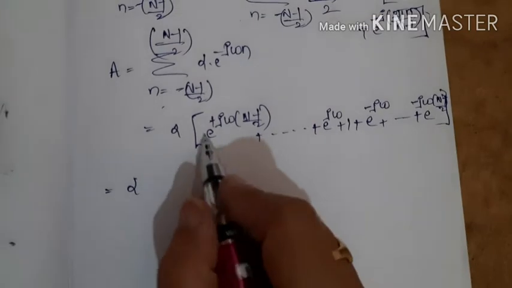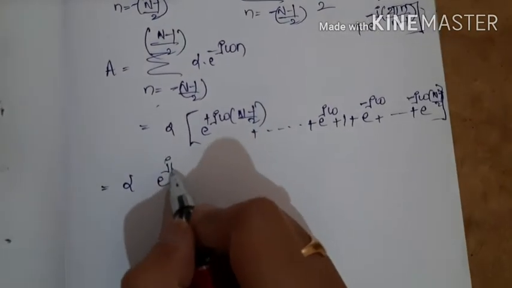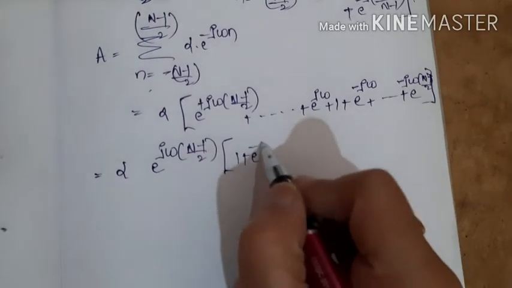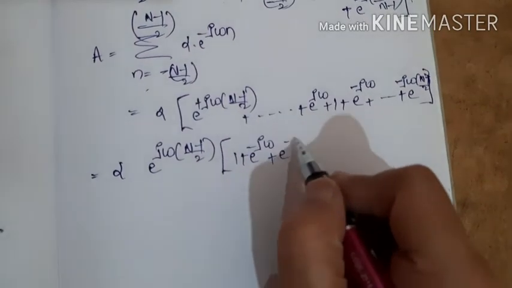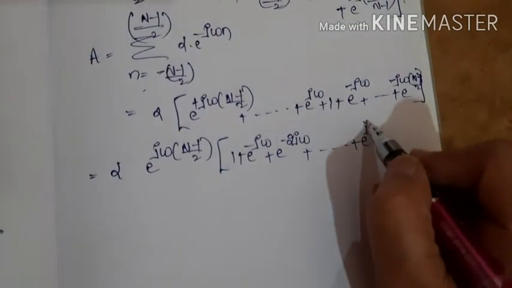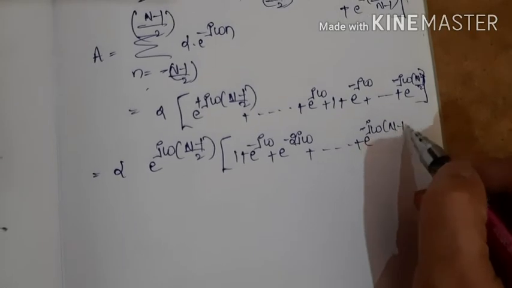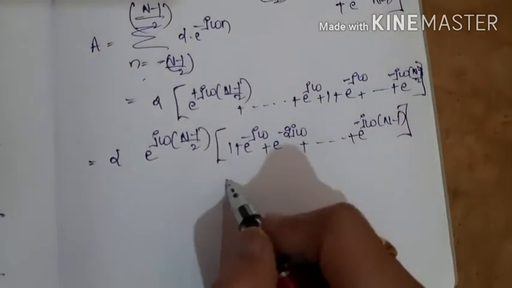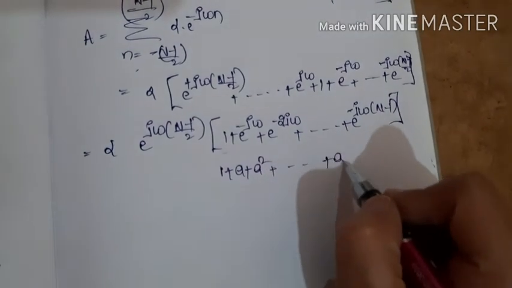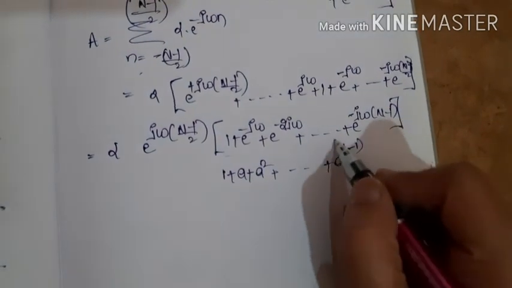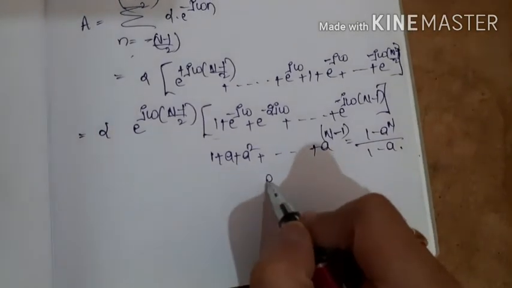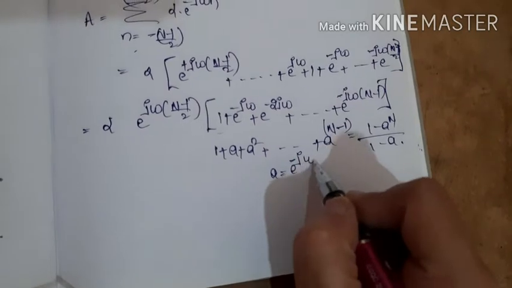So in the expansion, I am taking the first term as a common term. So I will get e power minus j omega, e power minus 2j omega up to e power minus j omega into n minus 1. So this term is nothing but 1 plus a square up to a power n minus 1. It is nothing but 1 minus a power n by 1 minus a. Here a is nothing but e power minus j omega.